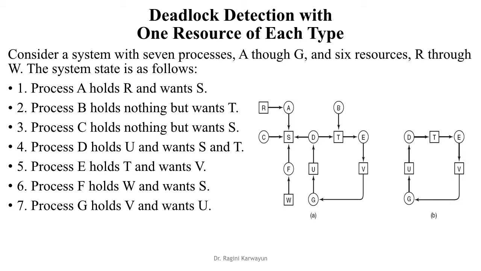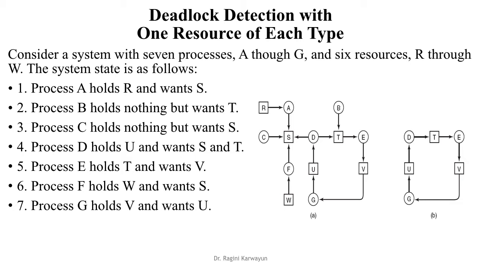So, this is a pictorial representation of a resource allocation graph, and we can detect a cycle by looking at this graph. Say D is requesting T, T is being held by E, E is requesting V, V is held by G, G is requesting U, and U is currently allocated to D. So, there is a cycle in this graph. It is indicating the presence of a deadlock.